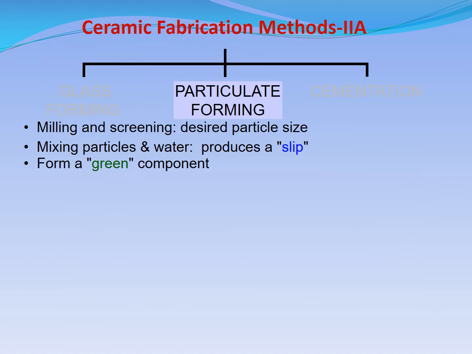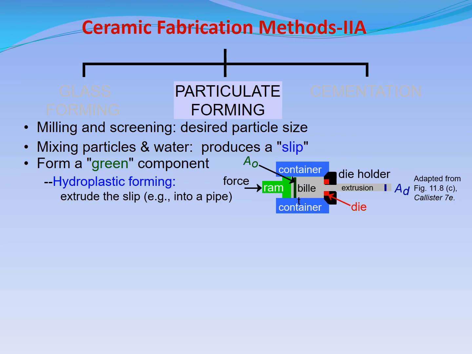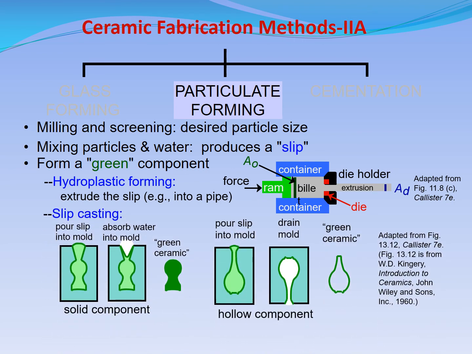Then particulate forming, right? So milling, mixing, and so on. This is one other method of making ceramics. Hydroplastic forming is one of them. Slip casting is another one of them. I am showing these to you so you very quickly read it, like an interesting story, not going into a lot of detail, but at least a little, so that you at least know this. When you talk about this, you can at least define it.